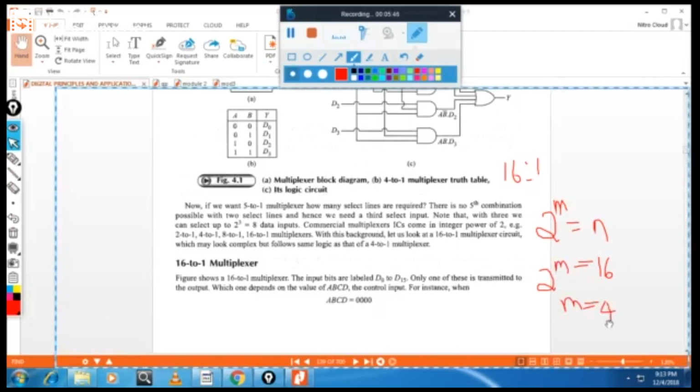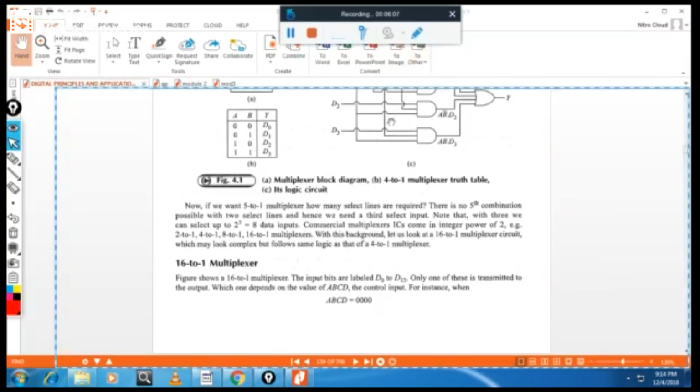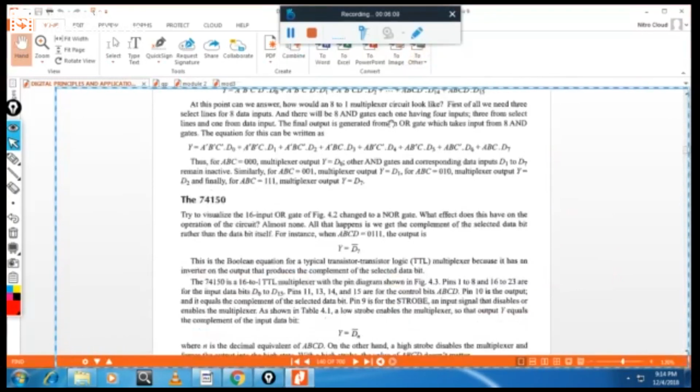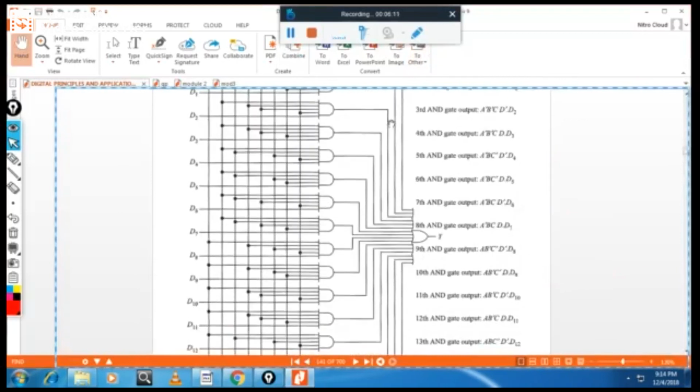What are those control signals? You will take A, B, C and D. These are the control signals A, B, C, D. So we will see now the diagram of the 16:1 multiplexer. The diagram looks somewhat big. So you can see here the diagram of the 16:1 multiplexer.